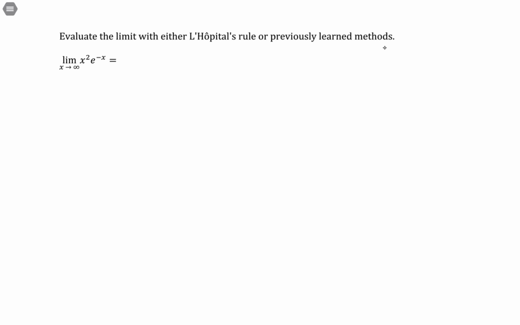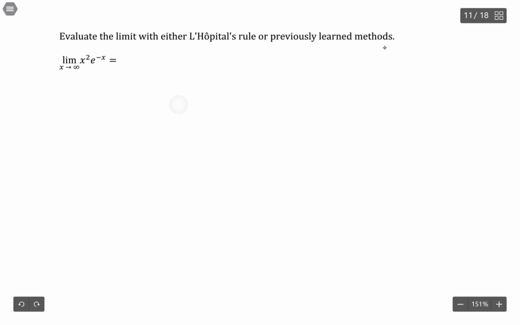Evaluate the limit with either L'Hopital's rule or previously learned methods. Okay, so to evaluate this limit, the first thing, of course, we want to do is plug in the limit value, but here we're approaching infinity, so we can't technically plug in infinity.